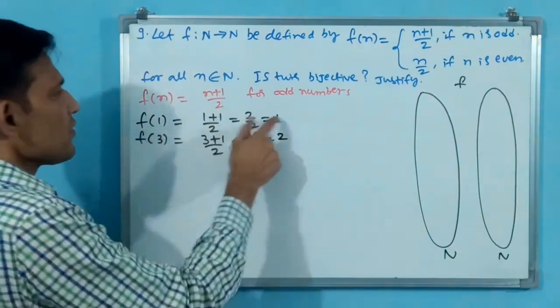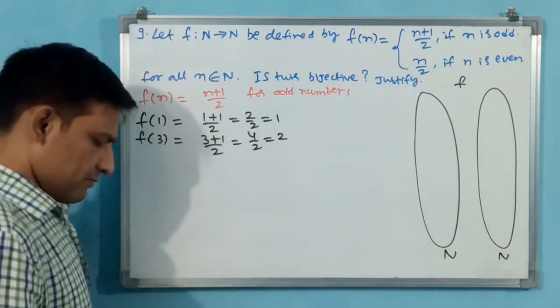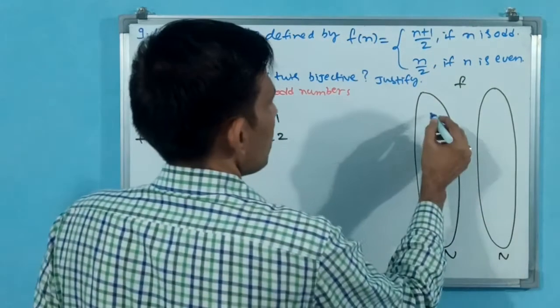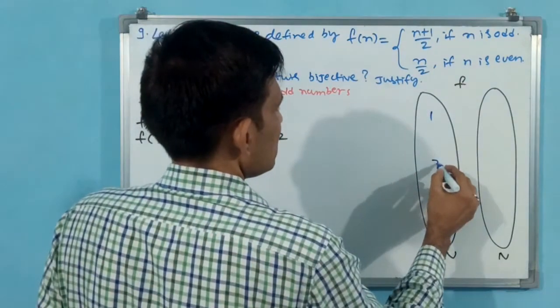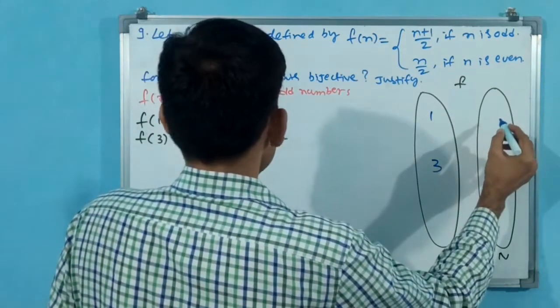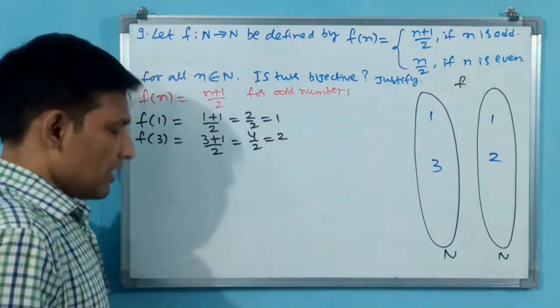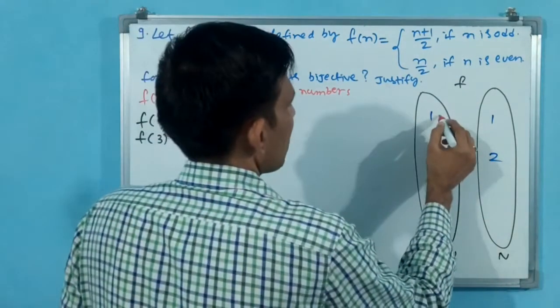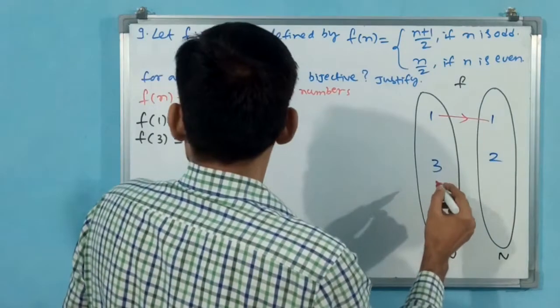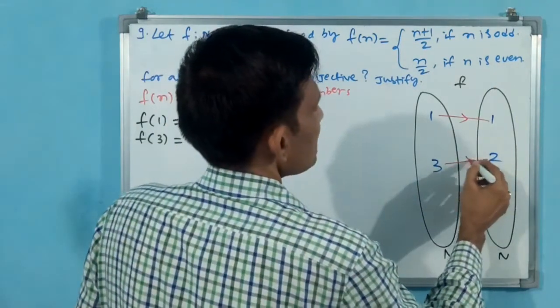See, 1 to 1, 3 to 2 is there. I am writing here 1 3, but here 1 2. Now I am making this connection. 1 to 1 is there, 3 to 2 is there.